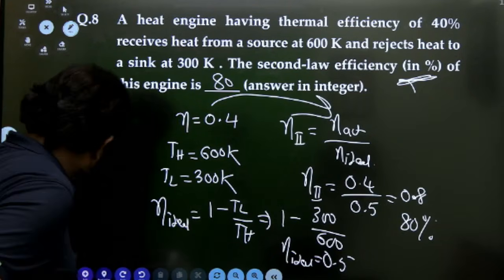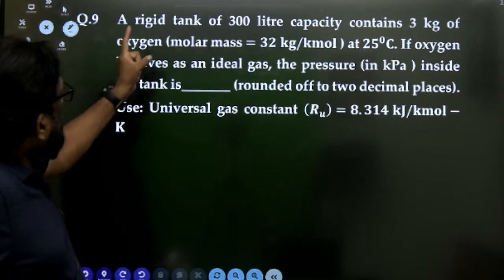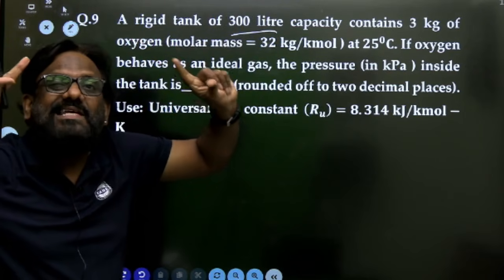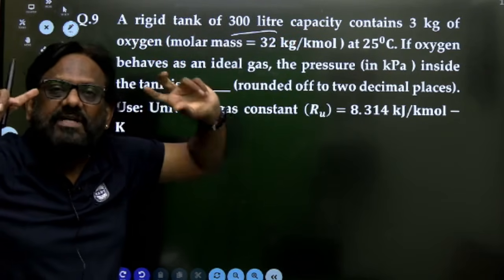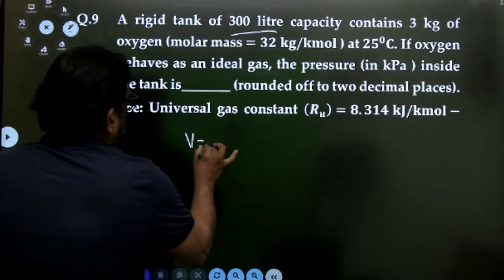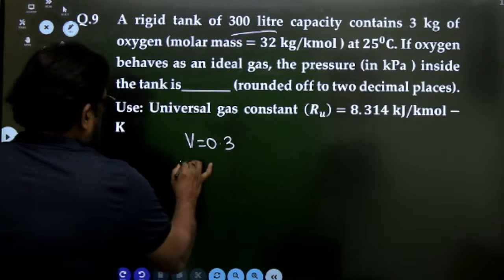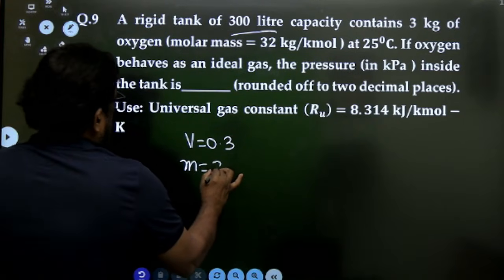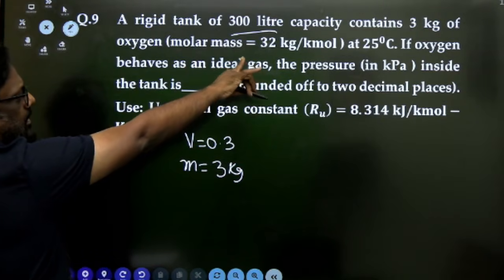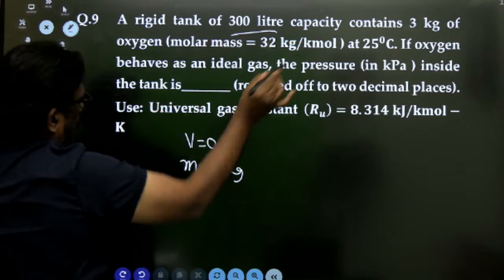Is it okay? Let's go next, without wasting time. It is going very well, sir. Do this. A rigid tank of 300 liter capacity. 1 liter is 10 power minus 3 meter cube. So 300 liter is 300 into 10 power minus 3, which is 0.3 meter cube. It contains 3 kg of oxygen, I'm really sorry, not nitrogen, and the molar mass is given as 32 gram per mole or kilogram per kilomole, no problem.